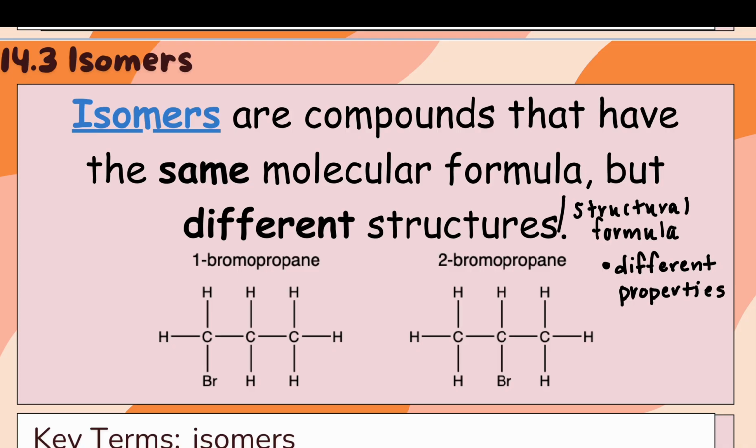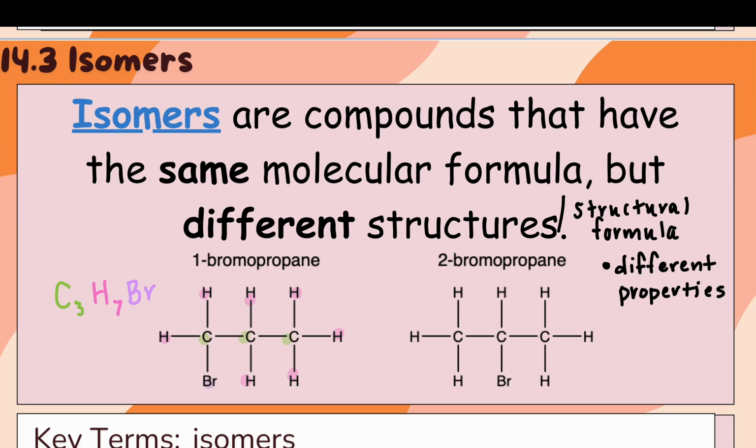So here's the first example. We have 1 bromopropane and 2 bromopropane. If we were to count all the atoms in each, let's start with the 1 bromopropane. We have 3 carbons, 7 hydrogens, and 1 bromine. So for 1 bromopropane, if we wanted to write the molecular formula, we can write C3 for the 3 carbons, H7 for the 7 hydrogens, and then 1 Br for the 1 bromine.